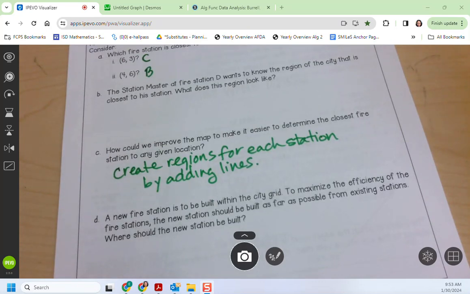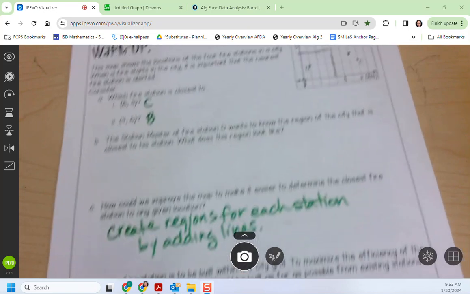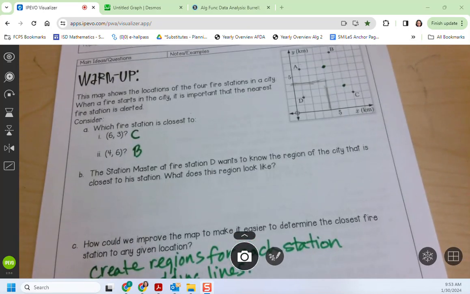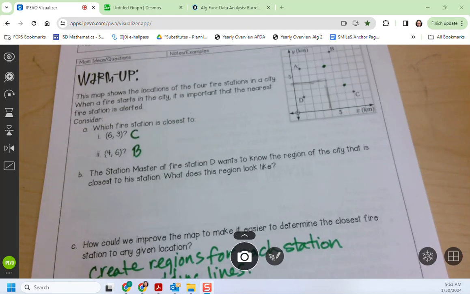All right, and then it says a new fire station is to be built within the city grid. To maximize efficiency, the new fire station should be built as far as possible from existing stations. Where should it be built? What ideas did you guys have? Did you have a coordinate where it should be built? What did you think, Hayden? 9,6. So 9,6 was actually one of the spaces I was looking at originally too. Who had a different idea? Do you guys agree 9,6 is pretty far from everything?